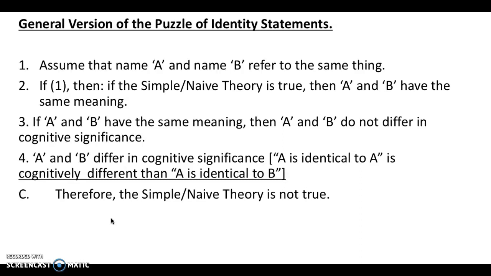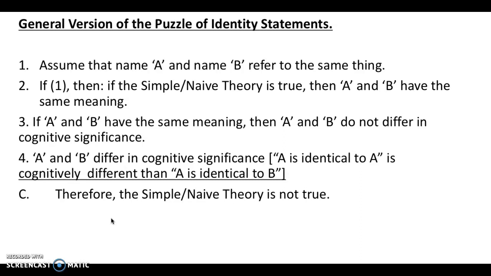Well, if premise 1 is true, and if the simple theory is also true, then what that seems to suggest is that A and B, these names, have exactly the same meaning. Premise 3: if A and B have exactly the same meaning, then A and B cannot differ in their cognitive significance, meaning there's nothing different cognitively speaking about these names.